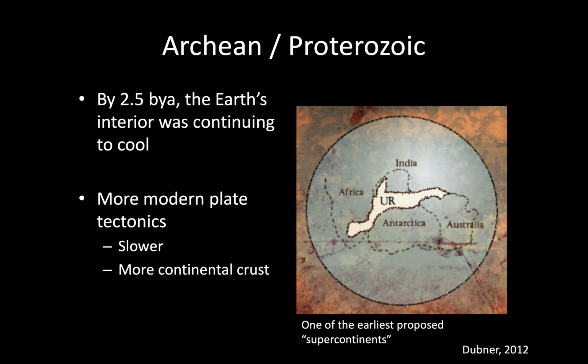This is a picture of one of the earliest supercontinents called Ur. Ur is a German root for original. That's where it gets its name from. So we think it was the first supercontinent, though we're not totally sure. So once it starts to cool down on Earth, plate tectonics are going to slow down just a tiny bit. So we're going to build up more continental crust, and plates are going to be moving a little bit slower.